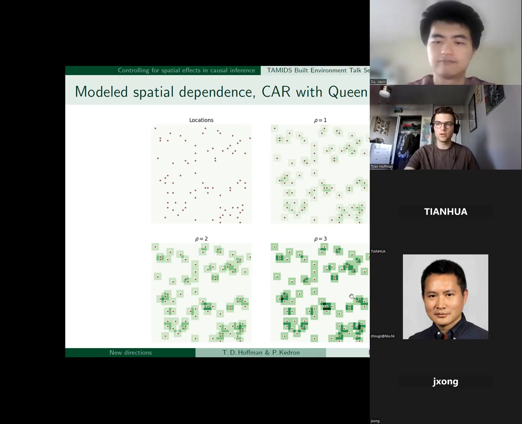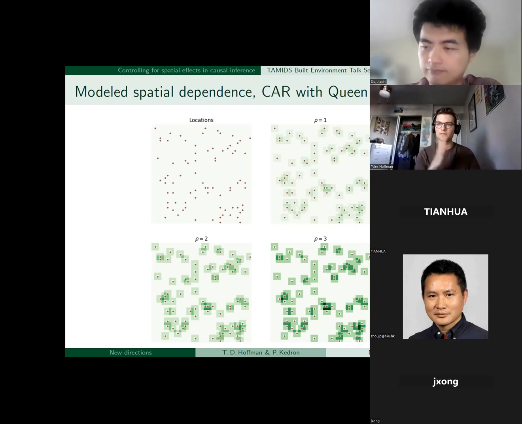It estimates the value of rho for one of these spatial structures, on a sliding scale, but it can't adaptively adjust that spatial structure. So it takes a prescribed structure like this. This is a Queen weights matrix, a binary adjacency matrix, and it will tell you how present that structure is in the data, and that's it.